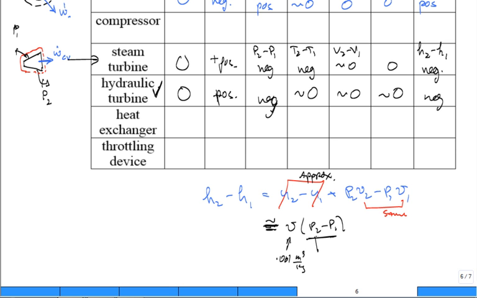Okay. How about another one? Throttling device. What symbol do we use for throttling device? Something like that. Comes in at state 1, goes out at state 2. Now, you can throttle air, an ideal gas. You can throttle refrigerants. We don't really throttle a whole lot in applications of air, an ideal gas. We throttle refrigerants. So we want to really understand why, if we put a refrigerant in here, and we have a high pressure and a low pressure, what happens? So, whoops, I got to go back, look at my headers.